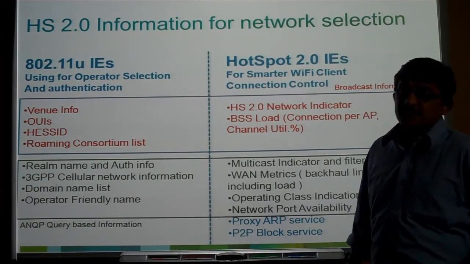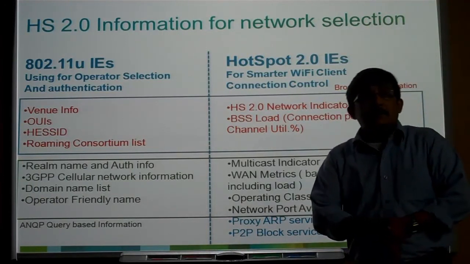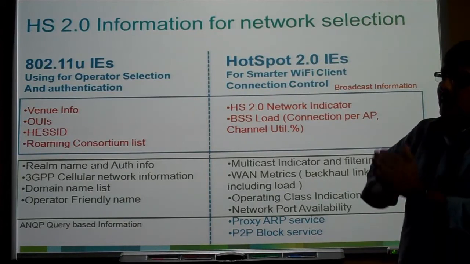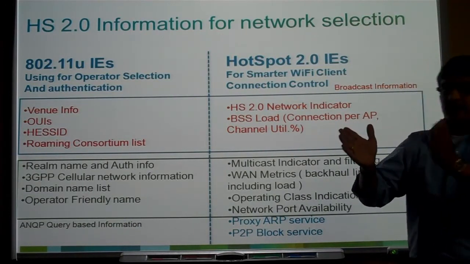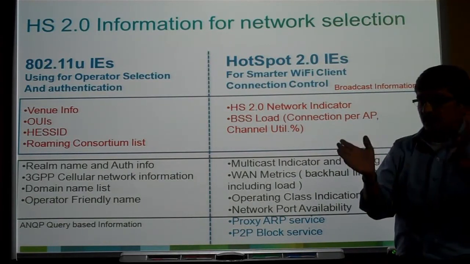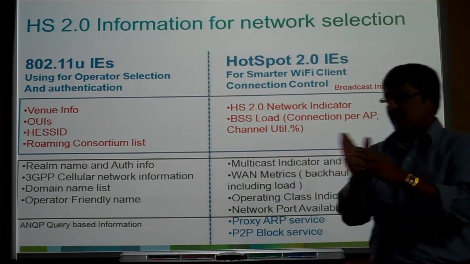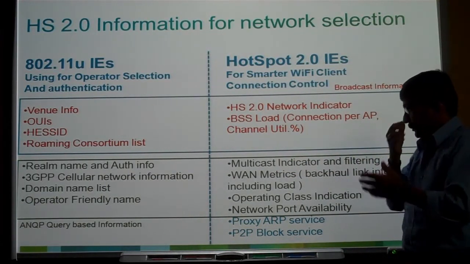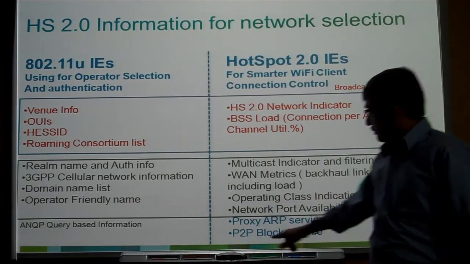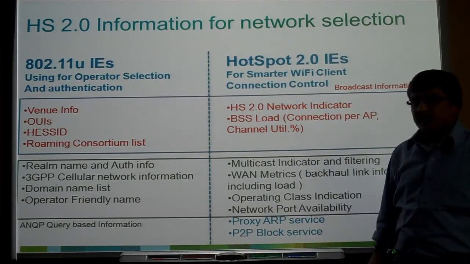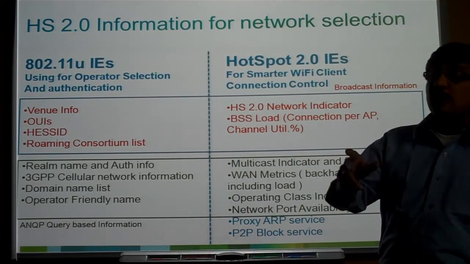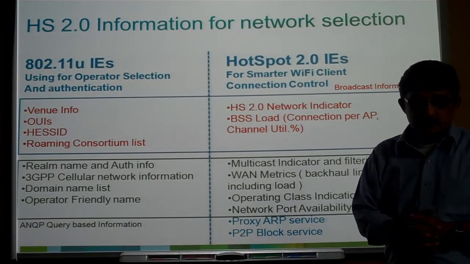P2P block is basically where you have two wireless clients associated, passing traffic in the same WLAN. You don't want them in a public hotspot to be talking to each other, right? They should not be able to exchange information for certain security reasons. So with the peer-to-peer block service, if it's enabled for a given WLAN, two clients on the same WLAN cannot talk to each other.